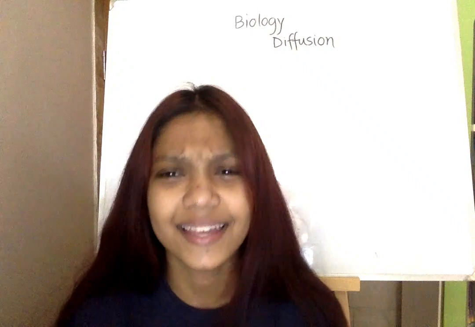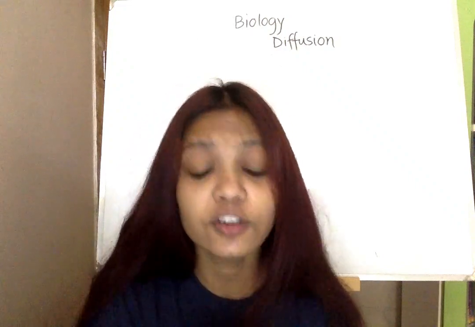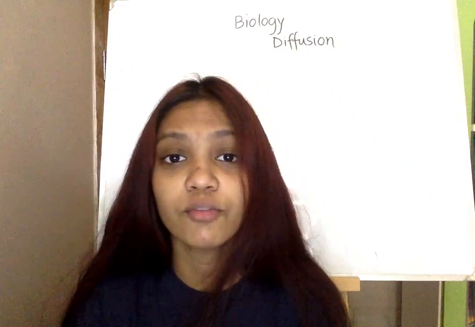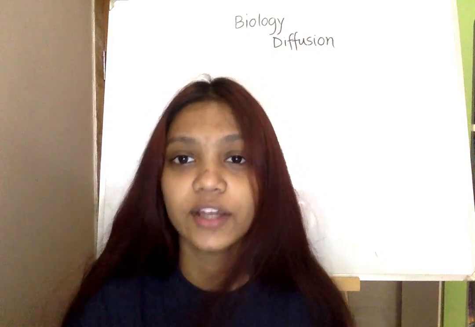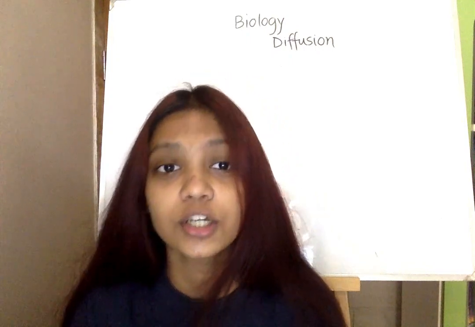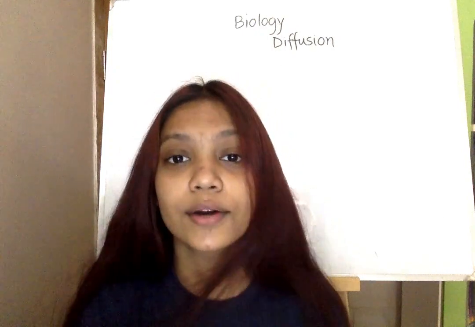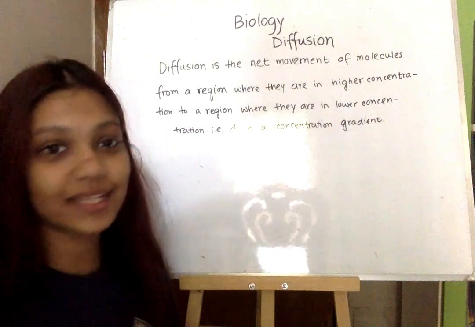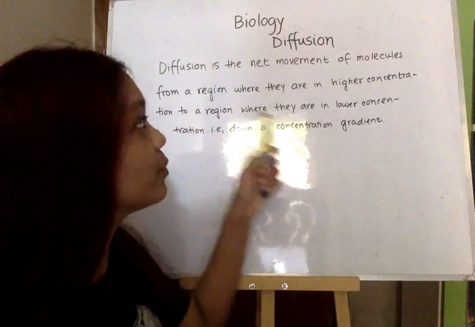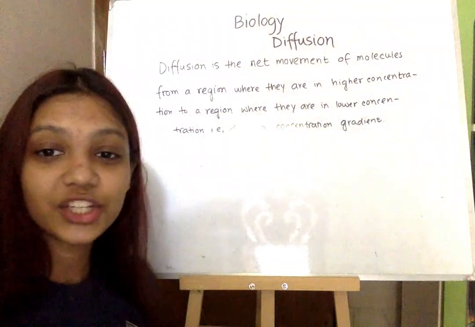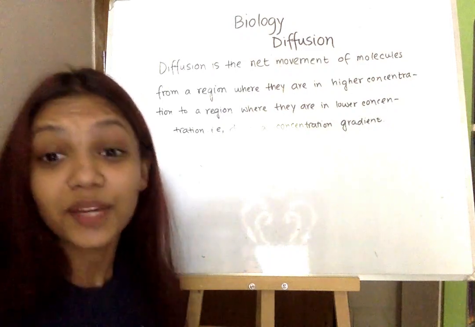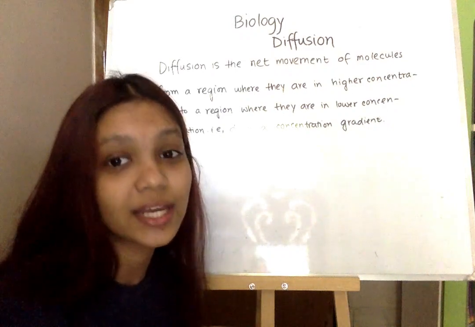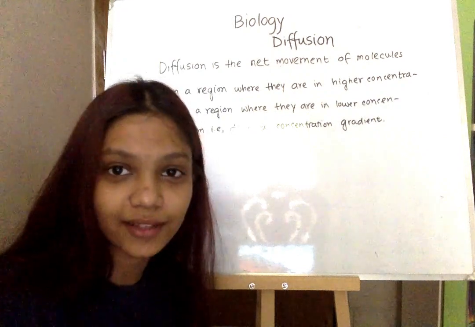Now, what exactly is diffusion? Diffusion is the movement of molecules from a region where they are in higher concentration to a region where they are in lower concentration, that is, down a concentration gradient. This is the definition of diffusion. So let's write it down. Diffusion is the net movement of molecules from a region of higher concentration to a region of lower concentration, that is, down a concentration gradient.